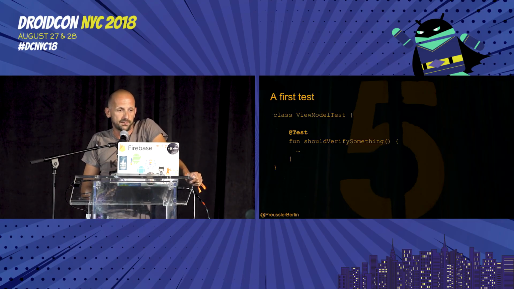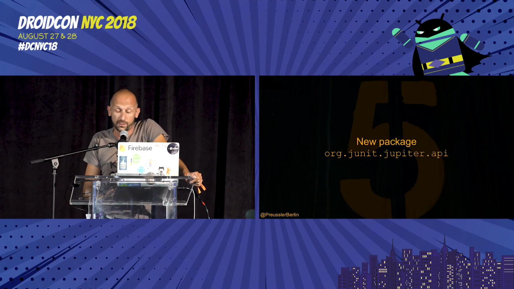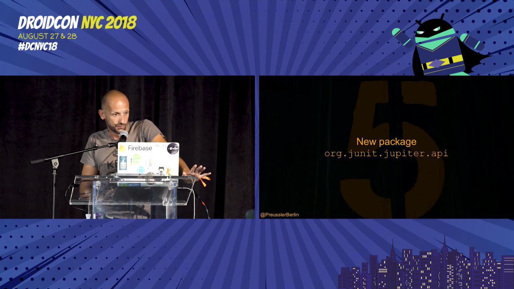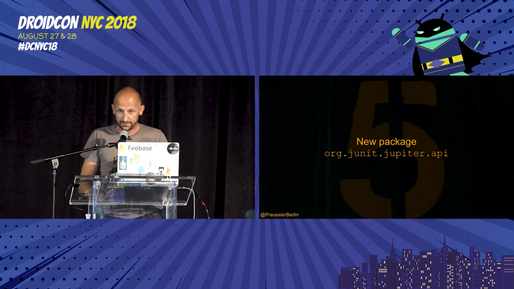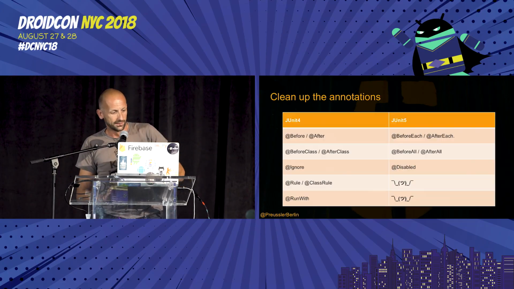So look at this test. Is this a JUnit4 or a JUnit5 test? You probably don't see it, right? The only way you could see it is looking at the import, because everything that you use in JUnit moved to a new package, the Jupiter API. And because they did this, they could adjust some things that weren't really clear in the beginning.